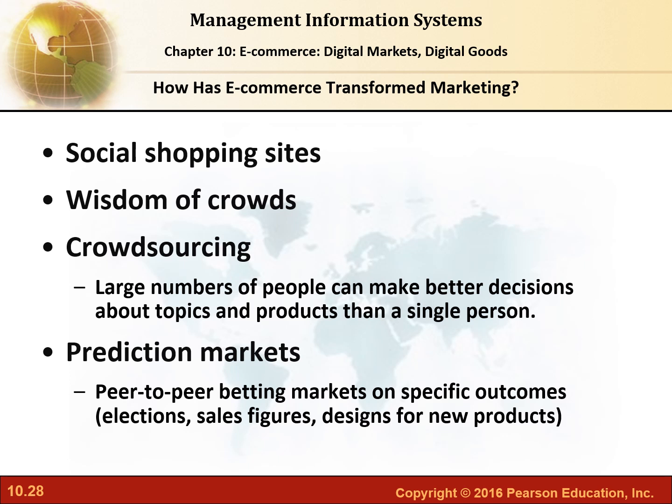Crowdsourcing means large numbers of people can make better decisions about topics and products than a single person. Suppose you are combining lots of people to make decisions. Quora is one of the sources where you can get experts' opinions. Then prediction markets, which actually happen in peer-to-peer betting markets, like for elections or any predictions. There are some sites engaging with these prediction markets.